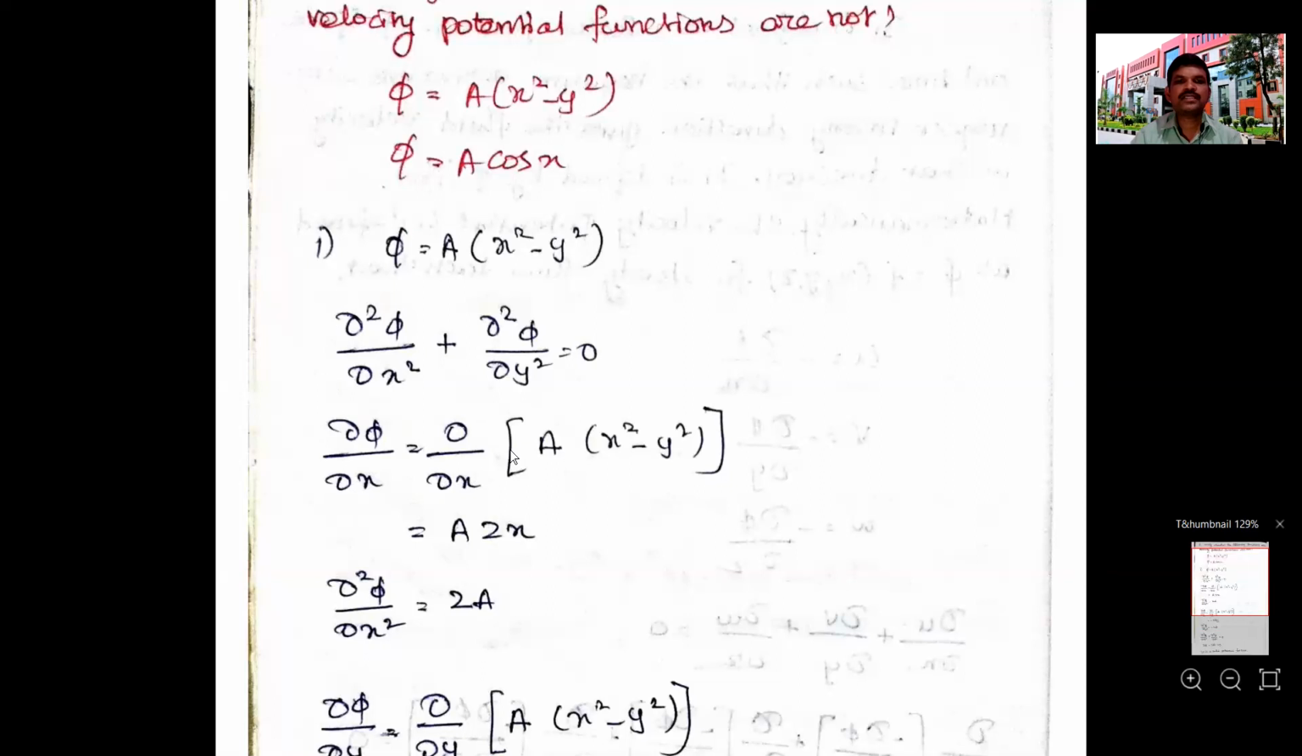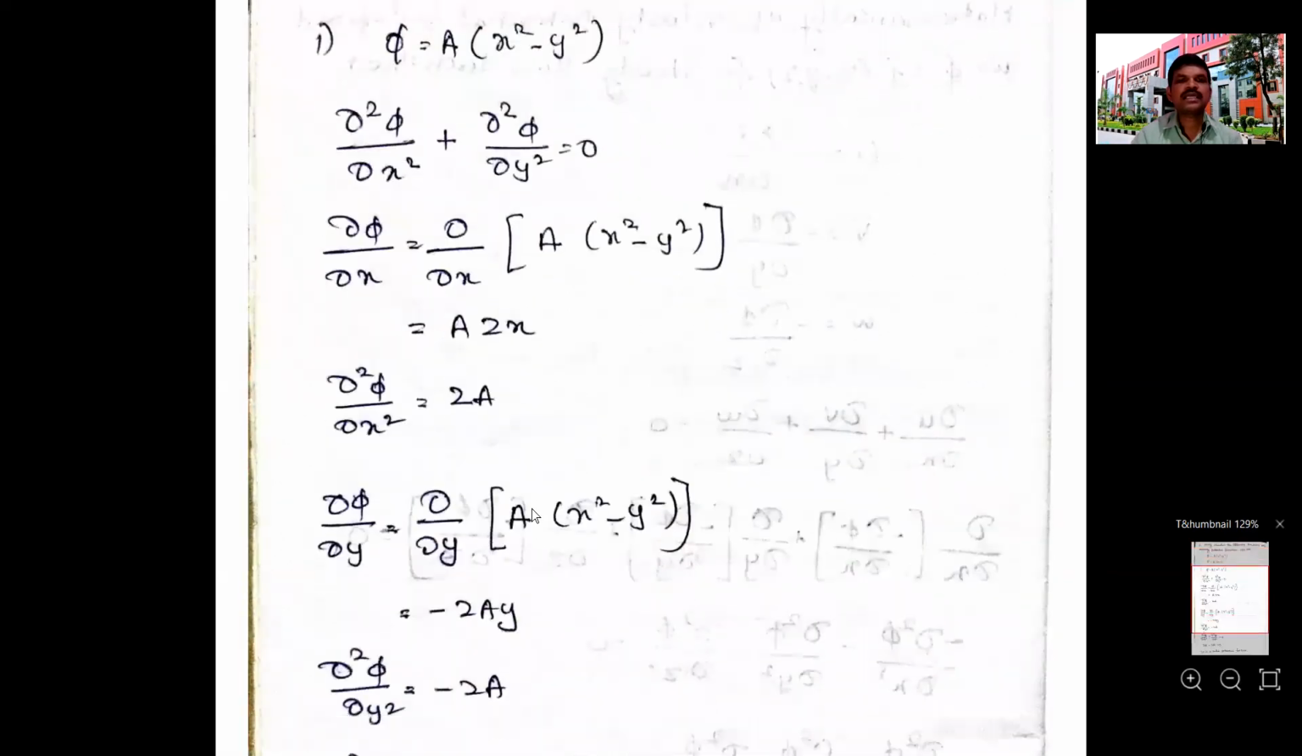So del phi by del x of A into x squared minus y squared. We have to do the partial differentiation for the x term only. What is the x term? x squared. The partial differentiation of x squared is 2x, and the y term gives 0. So the answer is A into 2x. Next we have to differentiate one more time. Del squared phi by del x squared: again, x turns into 1, so the final answer is 2A.